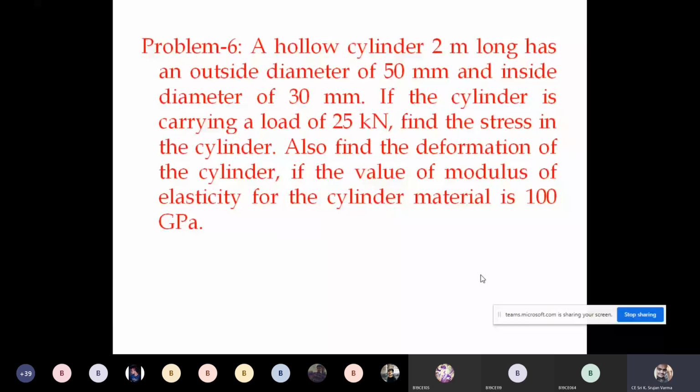So here, modulus of elasticity is given as 100 gigapascal. That means how much will it be? 100 into 10 to the power 3 Newton per mm square. In the previous problem also it is correct only, 10 to the power 3 only. Don't change it.